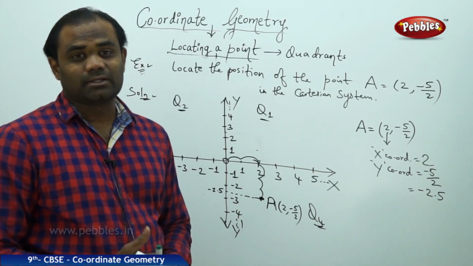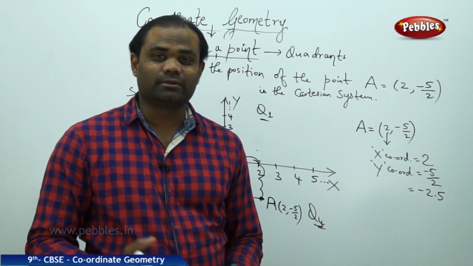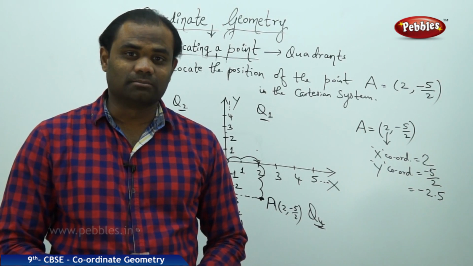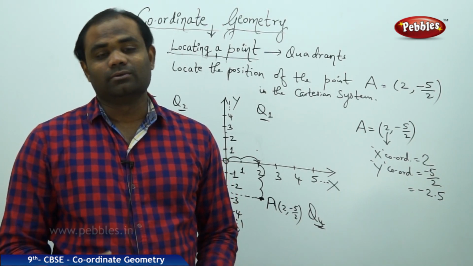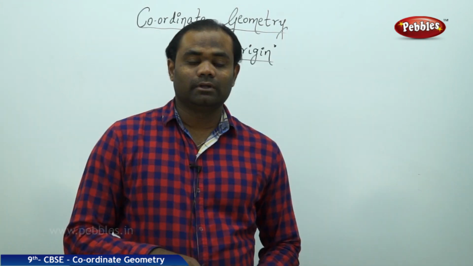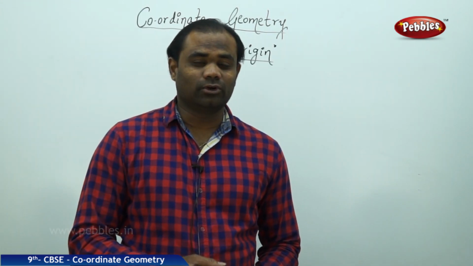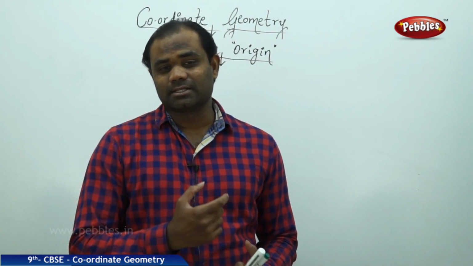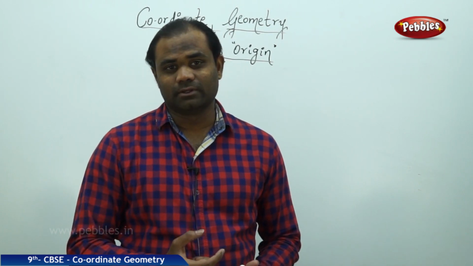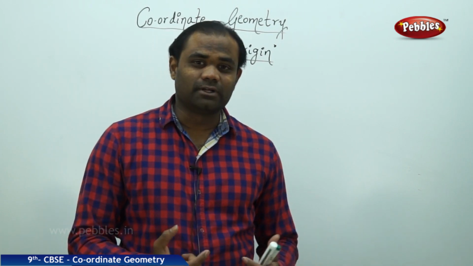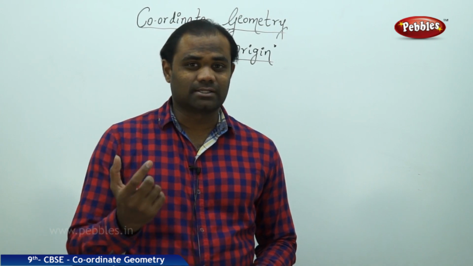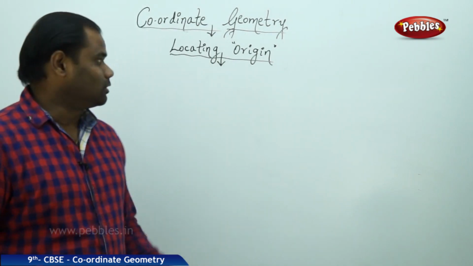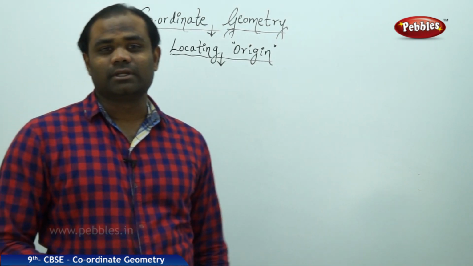Using the rules of the Cartesian system, we can locate any point in the xy coordinate system. Next, now that we have discussed locating a point in the Cartesian system with respect to its quadrants, let's see an exceptional case of the origin. Origin is also referred to as a point, but which quadrant does the origin lie in is the biggest question. So let's briefly take up locating the origin in the Cartesian system.